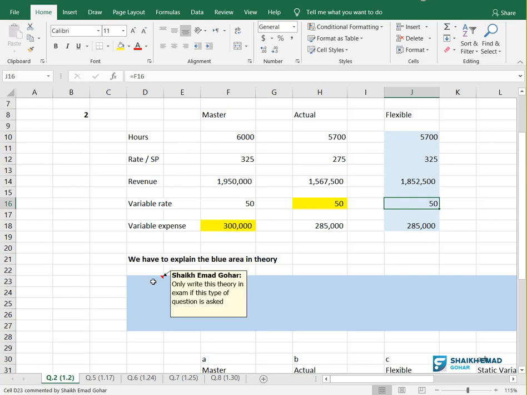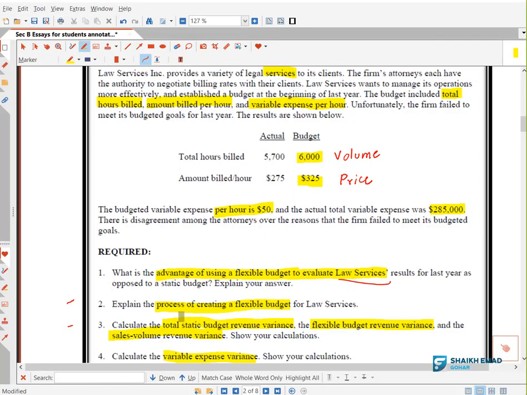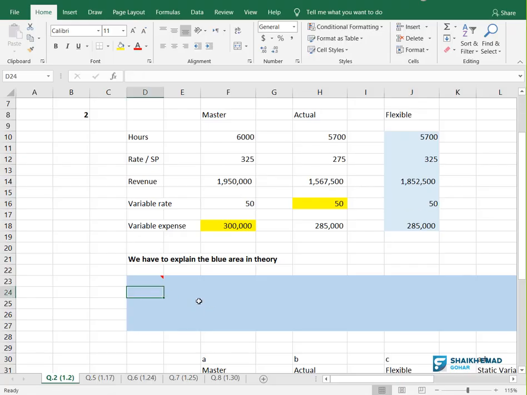Okay. See, I have a comment for you here. Only write this theory in exam if this type of question is asked. So don't write any calculation because they just asked you to explain the process of creating the flexible budget. There is nothing written here, calculate, show your calculation, nothing. So don't become over smart and don't waste your time. So let us go back and write here how to create the flexible budget.